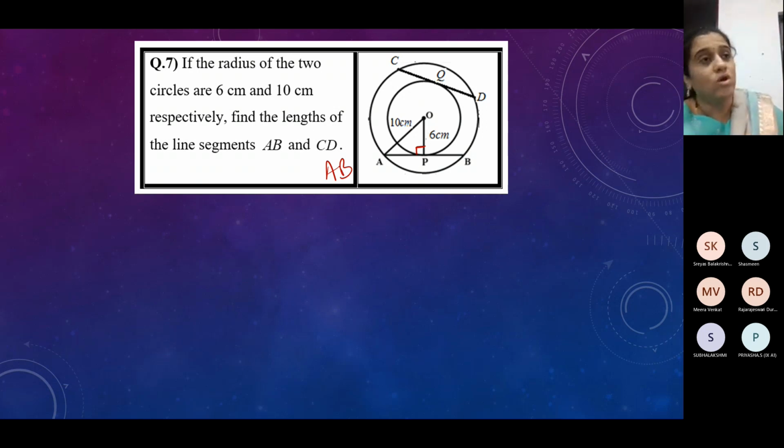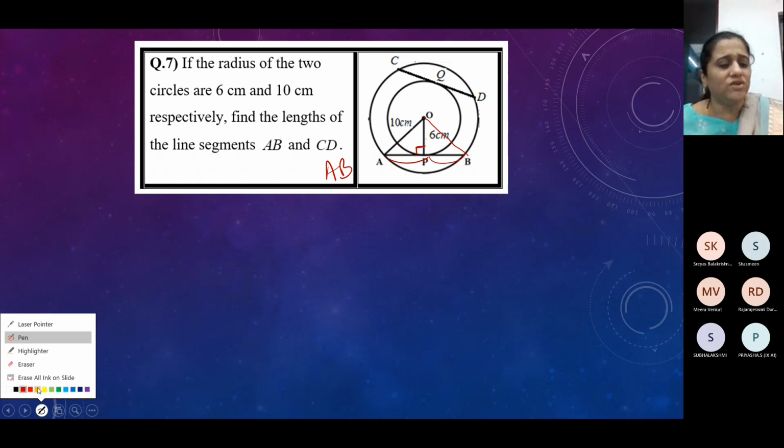Okay, now what is AB to the outer circle? It's a chord. And what do you know? The perpendicular from the center to the chord bisects the chord. Or you'll have to prove that the two triangles are congruent to each other. If you don't remember that theorem, you can prove that these two triangles are congruent. Therefore, AP is equal to BP.